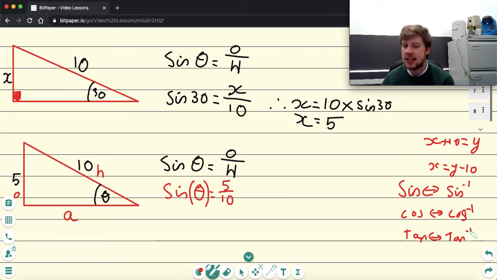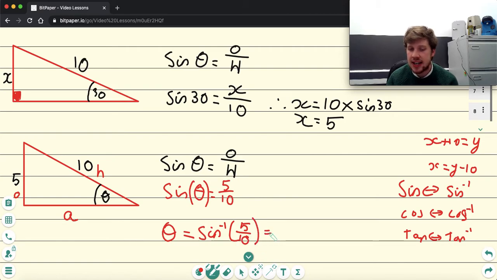Currently at GCSE, you just need to know what these functions can do to help us out with our rearrangement. So if I apply the sine to the minus 1 to this function here, that cancels out with the sine on the left-hand side, and I end up with sine to the negative 1 of 5 over 10. I would just type this into my calculator, and I would get an answer of theta to be 30 degrees.